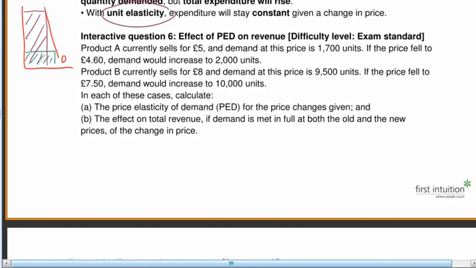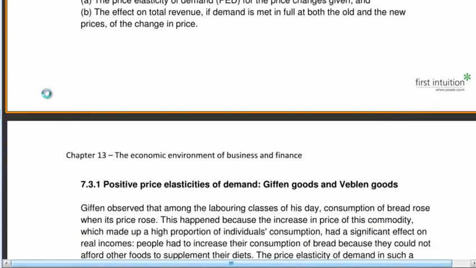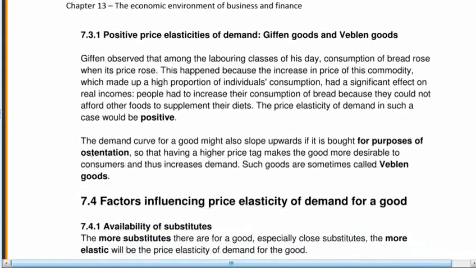Now, this interactive question repeats what we've just been saying, but puts some numbers to it. So I'm not proposing to work through that with you. Pause the lecture now and have a work through yourself, and you'll find all the answers in the study manual. That's just a practice on what we've just been talking about. So I will skip through that.